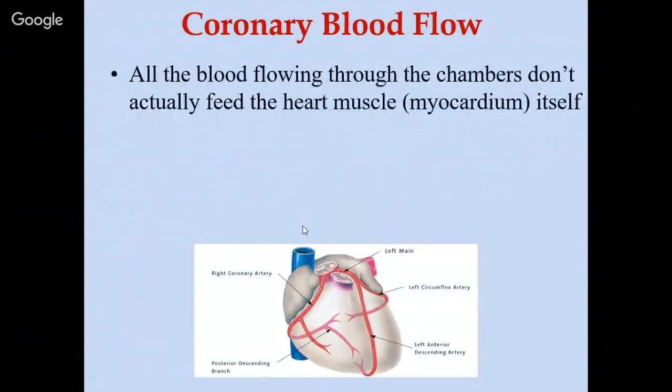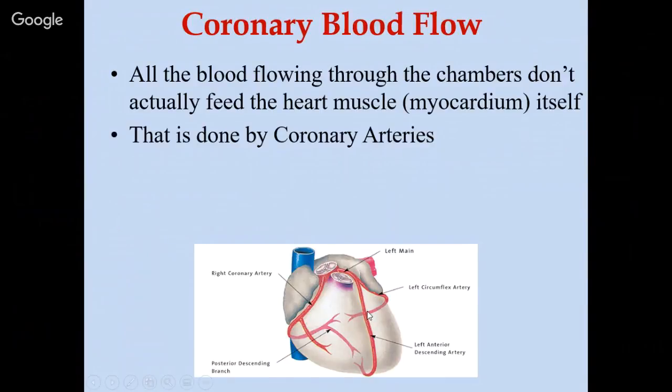All blood flowing through the chambers doesn't actually feed the heart muscle, the myocardium itself. So there are coronary arteries. The heart has its own muscle and cells that it needs to provide oxygen to. So these are coronary arteries. If you hear about somebody having coronary artery disease, they're talking about these.